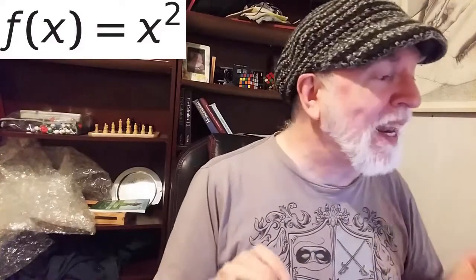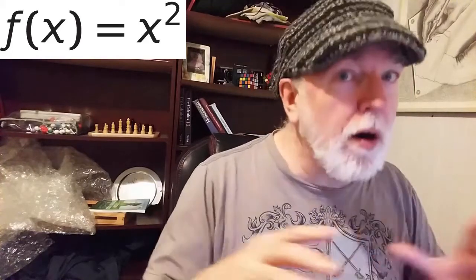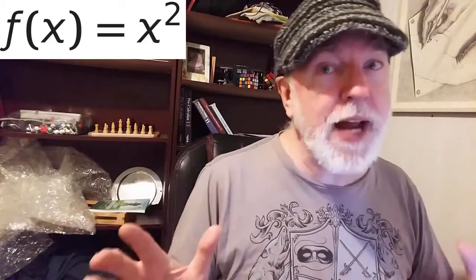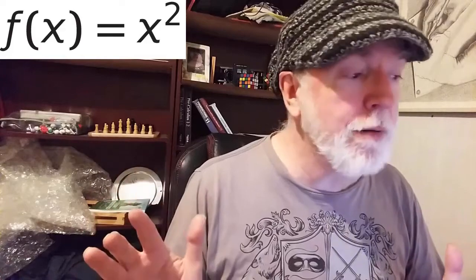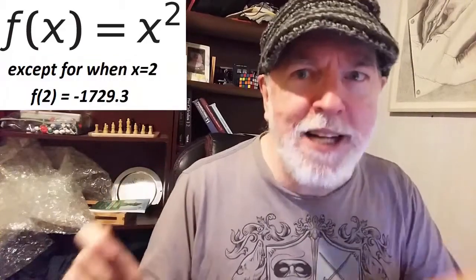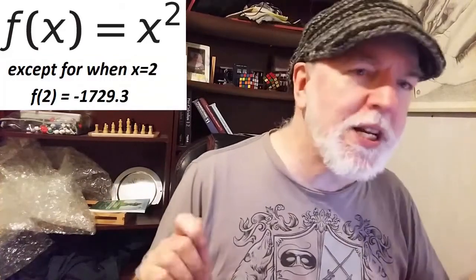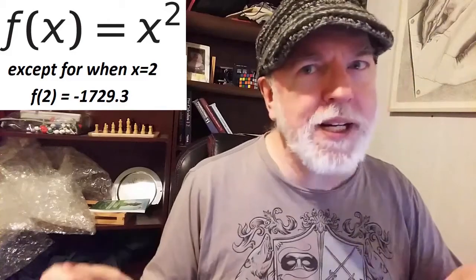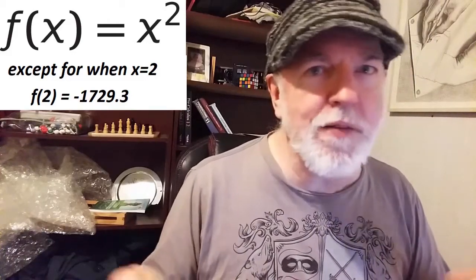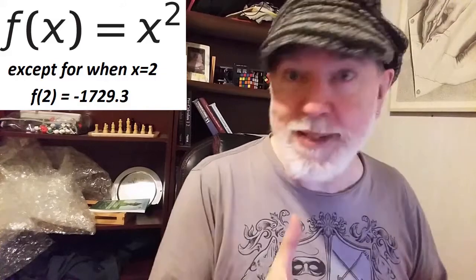I want to ask a similar question. And that question is this. Let us define a function, f of x, for all real x, where f of x is x squared, except when x equals 2, at which time f of x is negative 1729.3. Here's what that looks like.